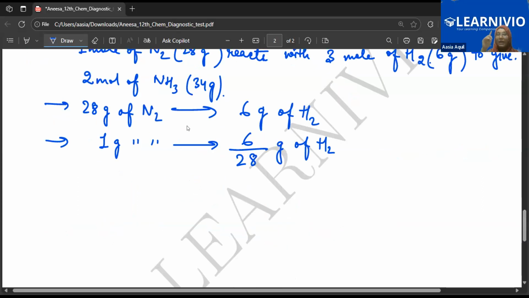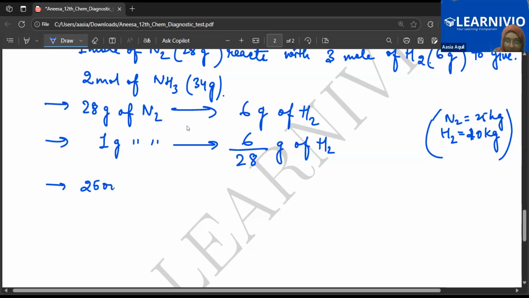Now what is given in the question? See, in the question hydrogen का weight दे रखा है. It's, I think, 25. No, hydrogen is 10 kg, and nitrogen is 25 kg, right? Basically, 25 kg means 25,000 grams, because we are talking about grams. So we can write 25,000 grams of nitrogen will give 6 upon 28 into 25,000 gram of H2.